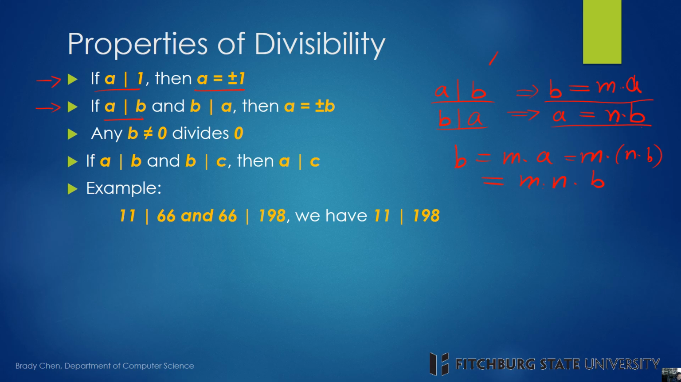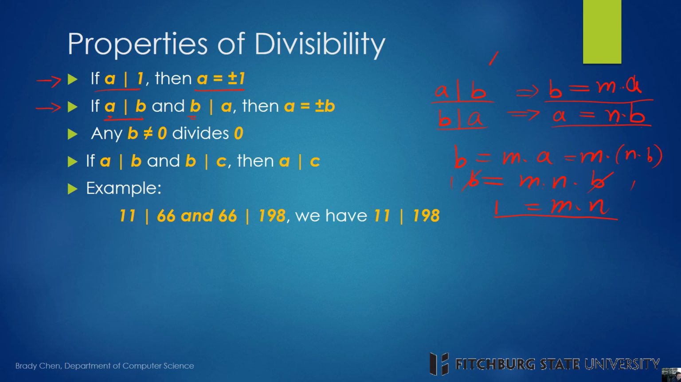Now, B is non-zero, of course. B has to be non-zero because otherwise B cannot be a divisor, right? And A cannot be zero as well because if we try to divide something by zero, that doesn't make any sense. So then we can cancel the B on both sides, right? B equals m times n times B. So we can cancel the B on both sides, replace with 1. So we got 1 equals m times n.